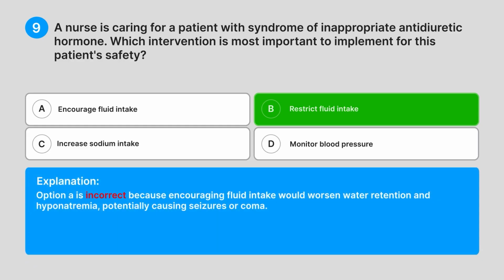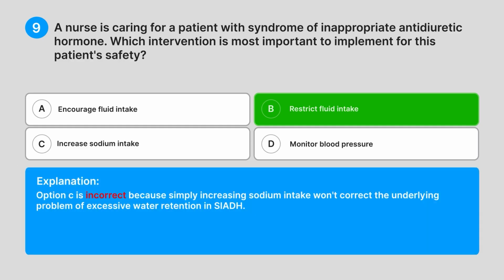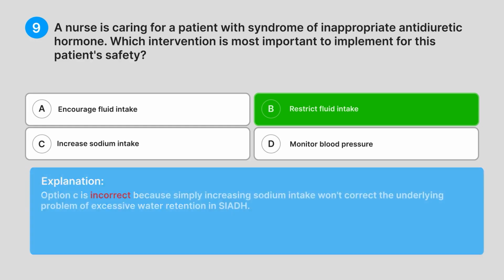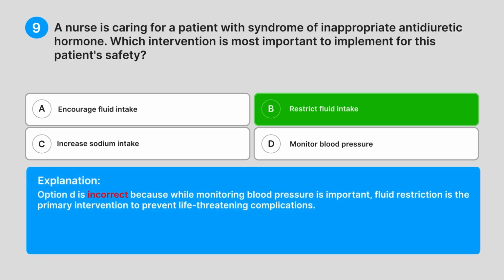Option A is incorrect because encouraging fluid intake would worsen water retention and hyponatremia, potentially causing seizures or coma. Option C is incorrect because simply increasing sodium intake won't correct the underlying problem of excessive water retention in SIADH. Option D is incorrect because while monitoring blood pressure is important, fluid restriction is the primary intervention to prevent life-threatening complications.